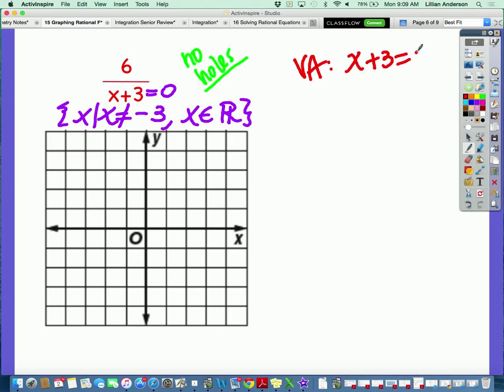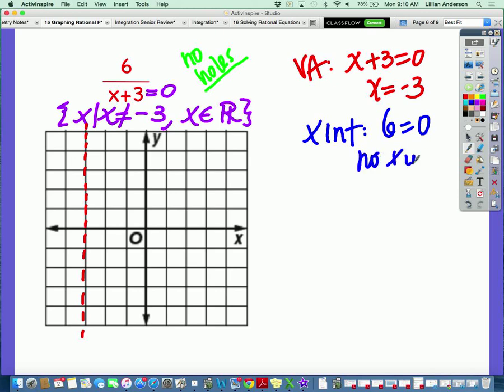So the denominator equal to 0, so my vertical asymptote is x equals -3. Nick, give me something. The x-intercept is (6, 0). Careful. To find the x-intercept, we would set the numerator equal to 0. And what does that mean? So it doesn't have x-intercepts? So it's not going to cross the x-axis. Because 6 equals 0 is nothing. We have to have a variable there in order for it to be something.